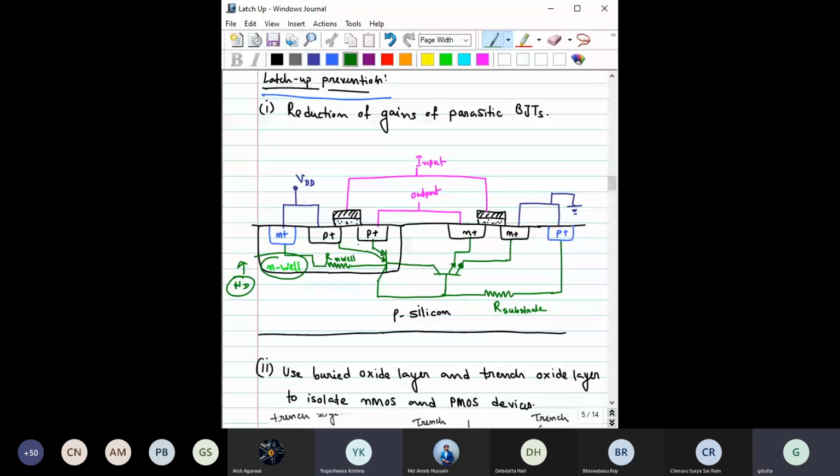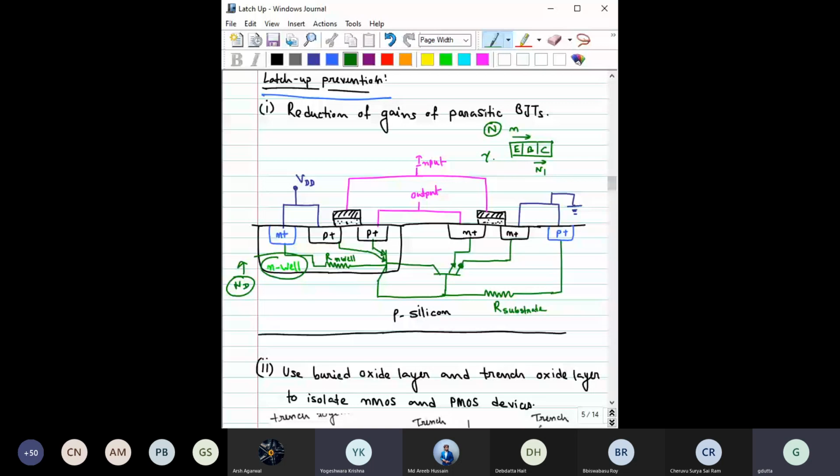Alpha is the current gain. Injection efficiency is what? Suppose you have a bipolar junction transistor, emitter, base, collector, and suppose n number of electrons have been emitted from here. And what is the number of electrons captured by this collector? So injection efficiency's maximum value can be 1.